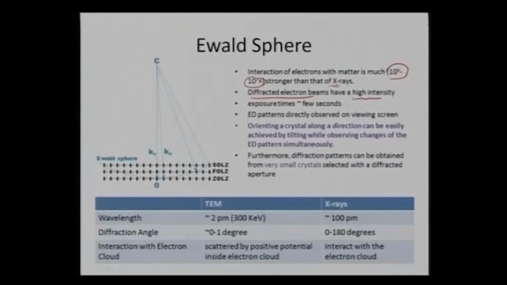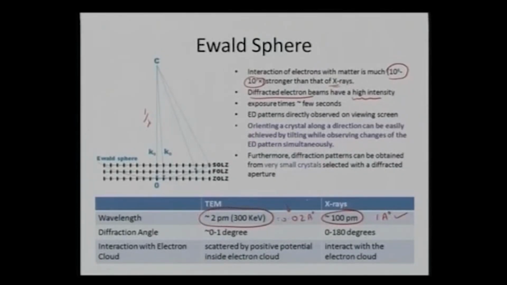One more thing we can see here is the Ewald sphere, which basically provides me the diffraction pattern. The radius of the Ewald sphere is given by 1 by lambda. Coming back to it, the wavelength in a TEM is approximately 2 picometers, whereas in X-rays it is approximately 1 angstrom or 100 picometers. So in this case I have 0.02 angstroms, and here I have around 1 angstrom.